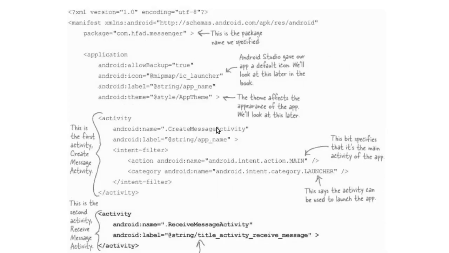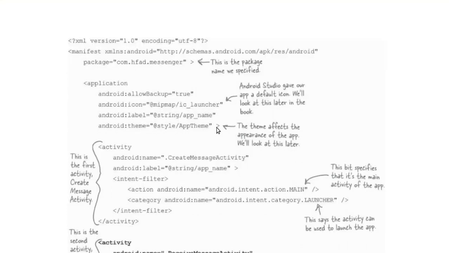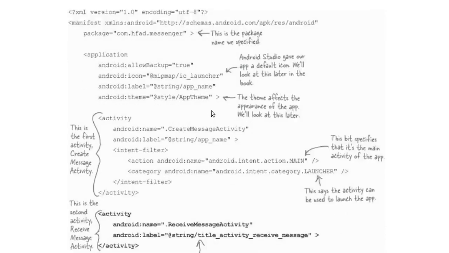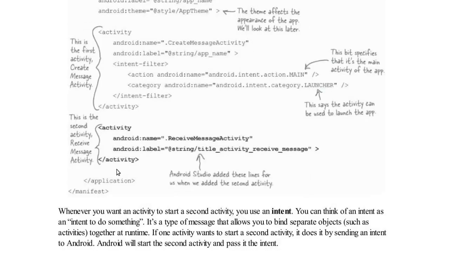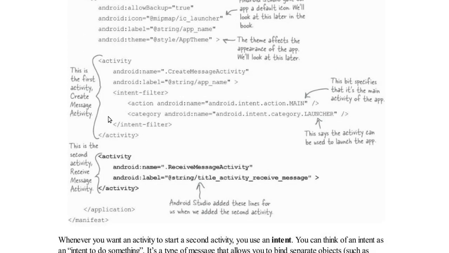So here is the AndroidManifest.xml file. I am explaining that AndroidManifest.xml file. You can see here that there is application. There is some app name, theme name, IC launcher. Then we have that default activity. Then we have also added the secondary activity. So we have two activities: create message activity and the receive message activity. Create message activity, our first activity, is the launcher activity.